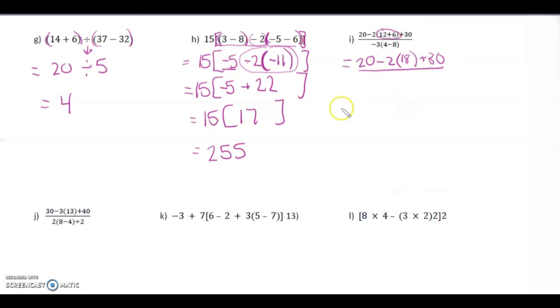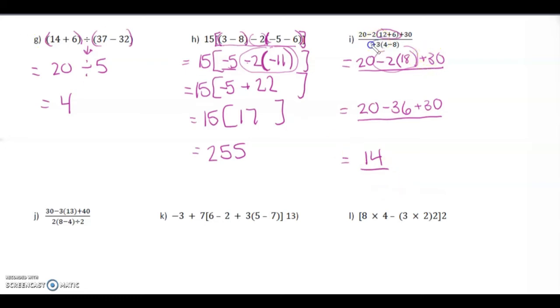Okay, I'm going to leave the denominator for a second. I'm just going to keep working with the numerator. Okay, so what's negative 2 times 18? 36. So 20 minus 36 plus 30. Okay, and then these three we can just do in order. I would say right on our calculators. Okay, 20 minus 36 plus 30, I get 14.